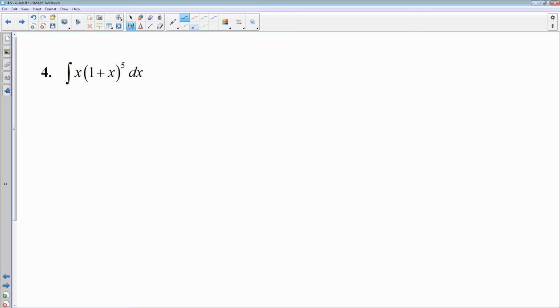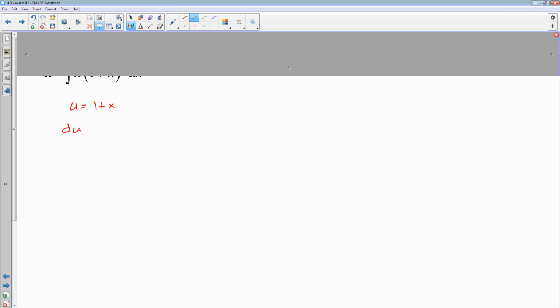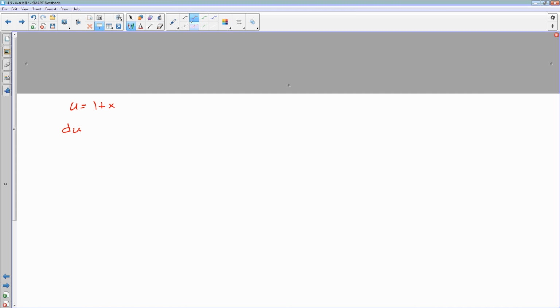For this problem, I clearly see an inside of 1 plus x. So if I let u equal 1 plus x, the derivative of 1 plus x, and remember, don't look at the integral while you're doing the derivative. When we find the du, we completely ignore the integral, and the derivative of 1 plus x is simply 1 dx, or just dx. So du is dx.